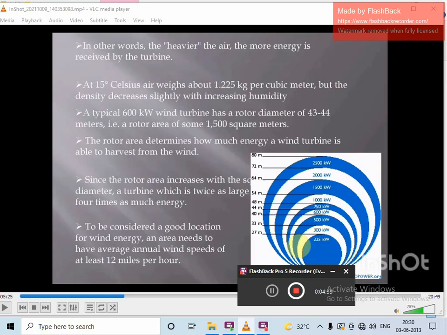So wind speed is a random parameter, so that you need to study from the recorded data, and there also the statistical methods come into picture. Many researchers have calculated the average values.